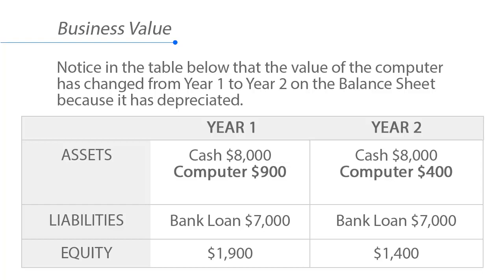So everything being the same, nothing has changed in this business except that the value of the computer has depreciated over time from $900 to $400. That's a loss of value of $500. You can see that the equity or total value of the business as represented by the balance sheet has changed from $1,900 down to $1,400, which is the change in value of the computer.